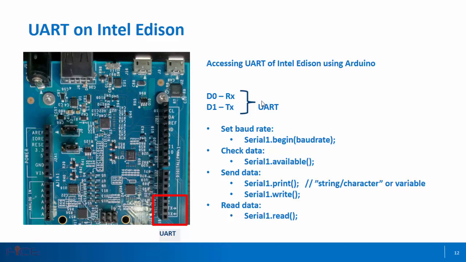To access UART of the Intel Edison board using Arduino, first we should set the baud rate using the API Serial1.begin function. The baud rate is given in the argument list of the function. Once the baud rate is set, we can send data using the APIs Serial1.print function or Serial1.write function. Now the data is passed in the arguments. For reception of data, we can use Serial1.read function.